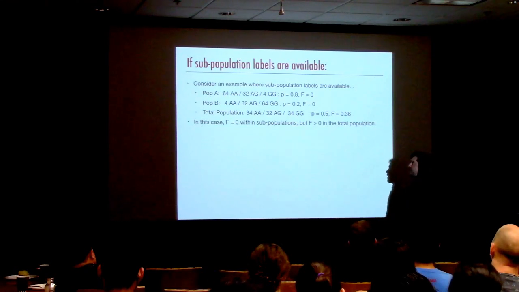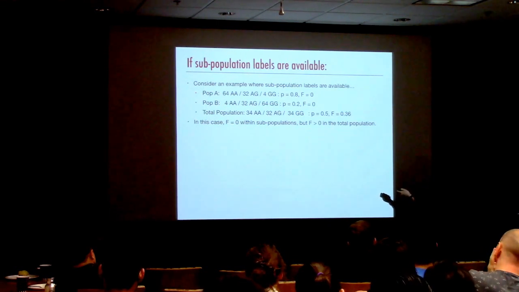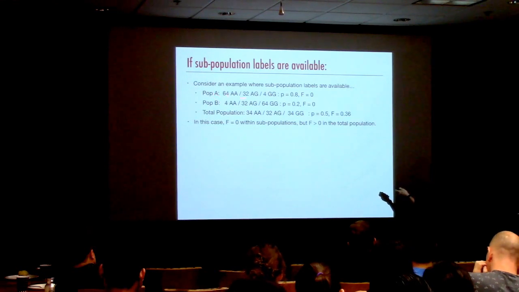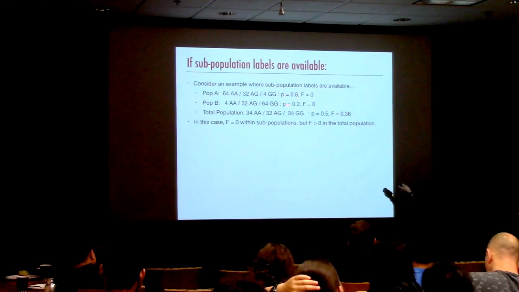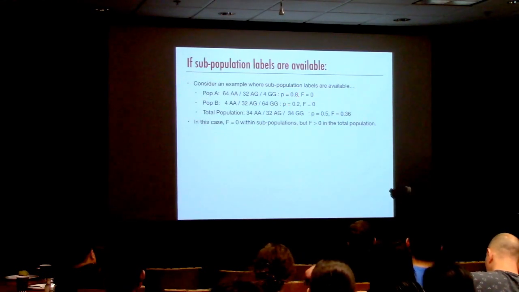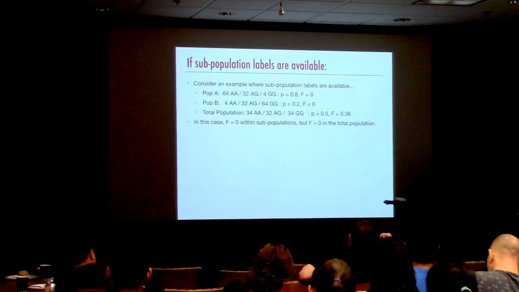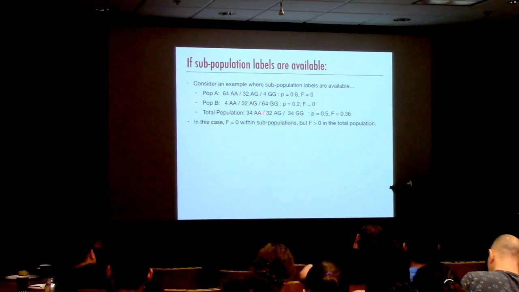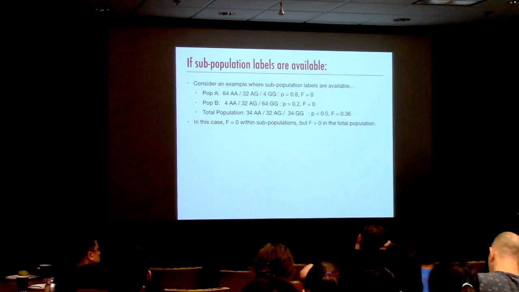Now, this is also with no population labels, what I just showed you. But what if we have subpopulation labels? Imagine one population A that has this set, another population B that has this set. Let's say this has a frequency of 0.8, this one a frequency of 0.2. Both of them have an F of 0 within these two subpopulations. And we look at the total population, so we put these two together and sample 100 individuals, we'd have 34, 32, and 34. The allele frequency now is 0.5, and F in the total population is 0.36.